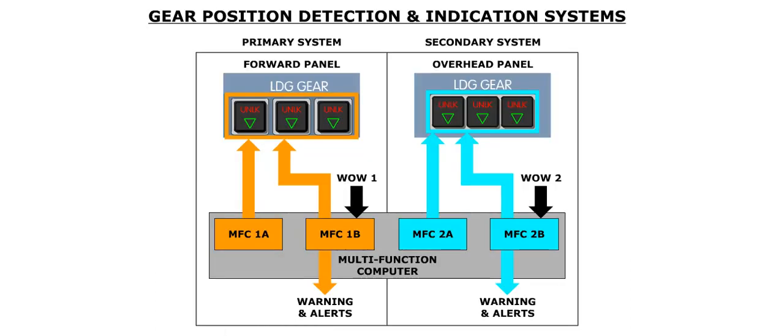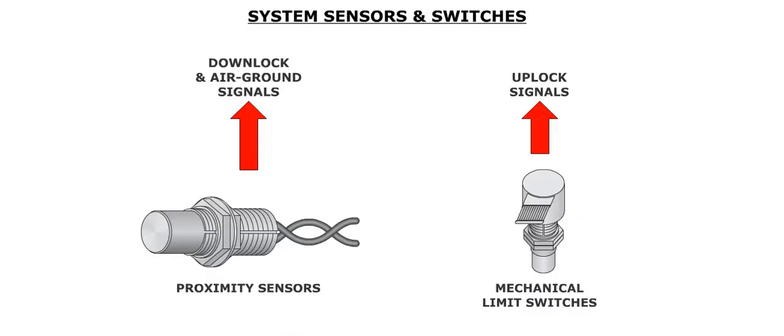Two independent position detection and indicating systems provide gear position information and control the landing gear extension and retraction operation. In addition, these two systems provide landing gear warnings under certain conditions. Each system uses proximity sensors to supply downlock and air-ground signals. Uplock signals are provided by mechanical limit switches.